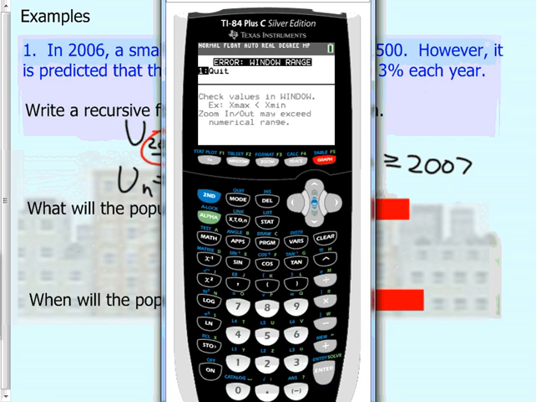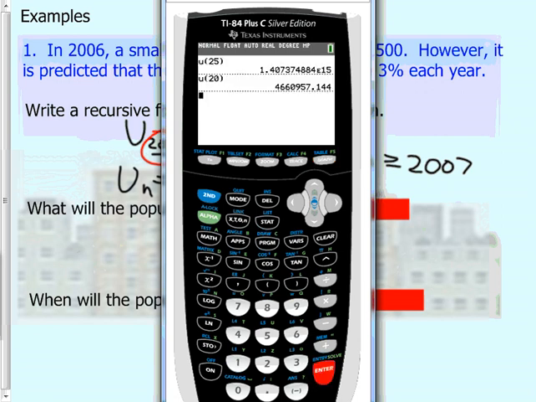Uh-oh. Didn't like that. I'm going to go back to the table settings and see what I did wrong. Seems like 2030 should have worked.